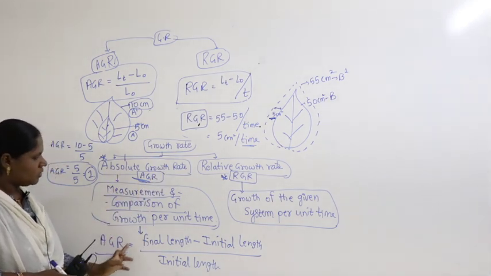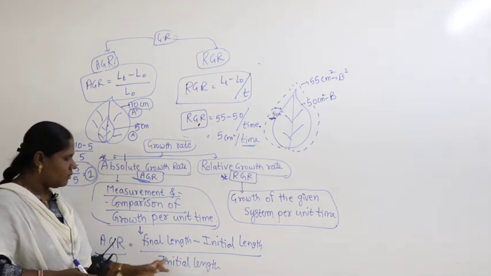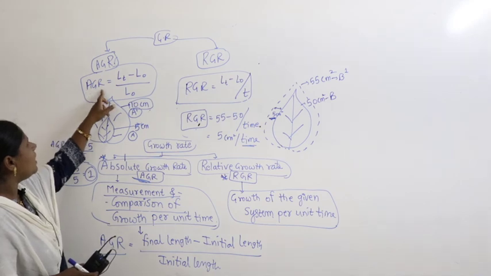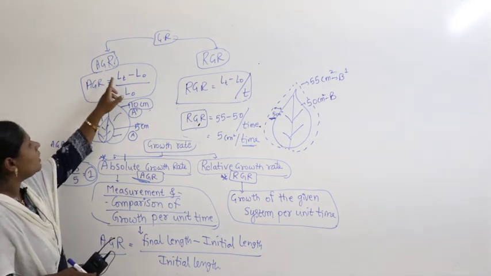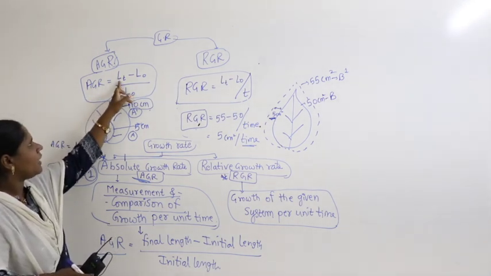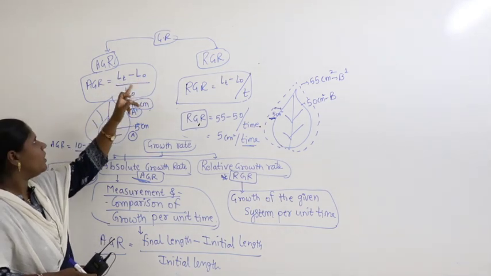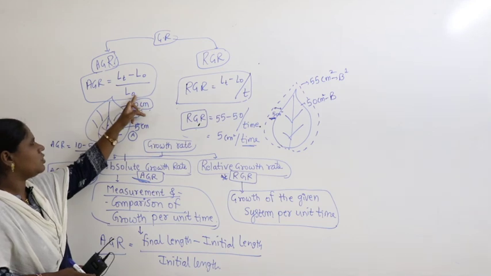Absolute growth rate is equal to final length minus initial length by initial length. The same thing can be written as AGR, absolute growth rate, is equal to LT, length after time t, minus L naught, length in the initial time, by length in the initial time.